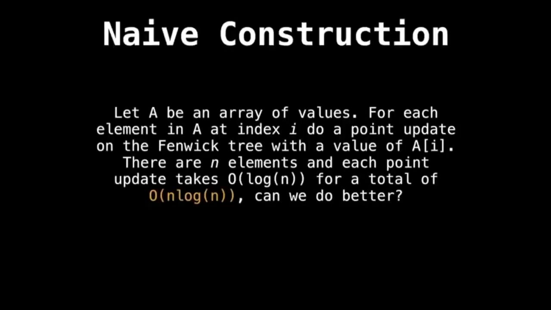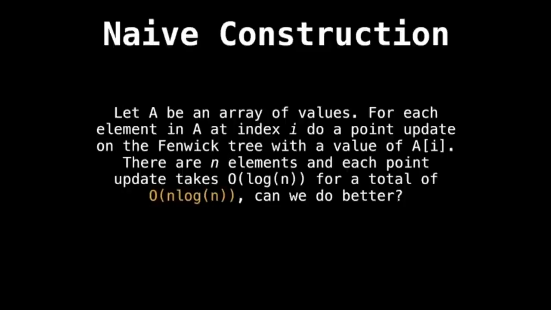We could do the naive construction of a Fenwick tree. If we're given an array of values, A, and we want to transform this into a Fenwick tree, what we could do is initialize our Fenwick tree to be an array containing all zeros and add the values into the Fenwick tree one at a time using point updates, to get a total time complexity of order n log n.